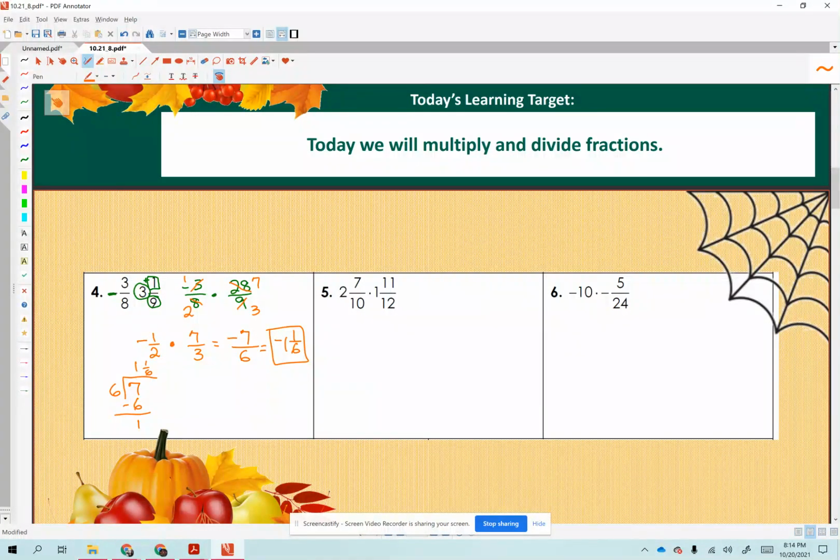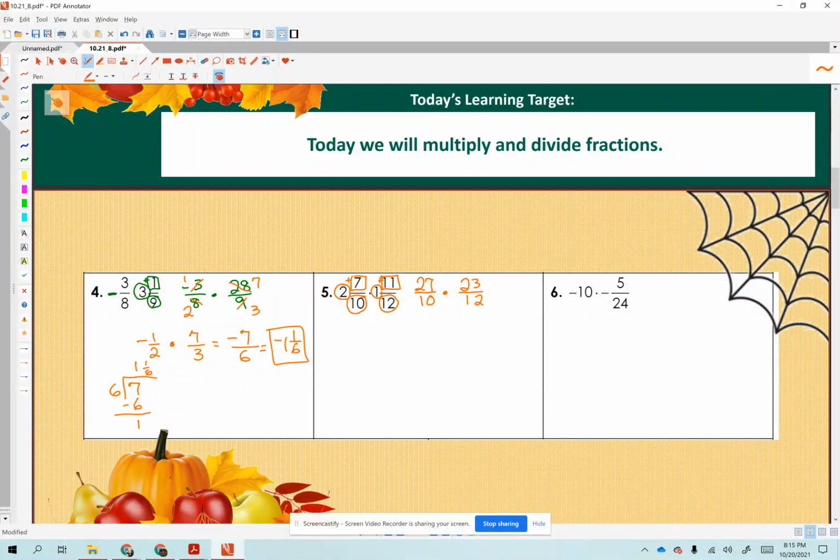So for number 5, we have 2 mixed numbers, so we're going to have to convert them both to improper fractions with a numerator that's larger than the denominator. So we'll start with the first fraction. They're both positive. So we have 10 times 2 is 20, plus 7. So the first fraction would be 27 over 10. Times 12 times 1 is 12, plus 11 more is 23. So we have 23 tenths, or excuse me, twelfths.